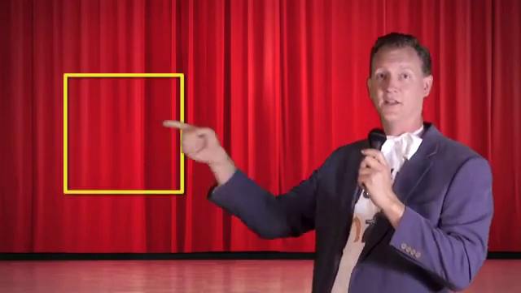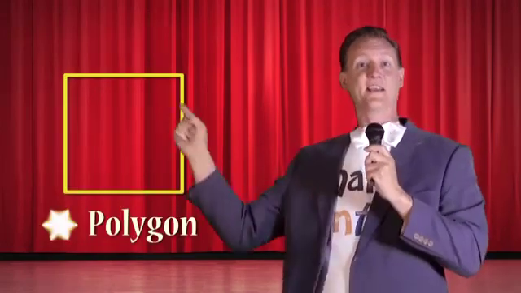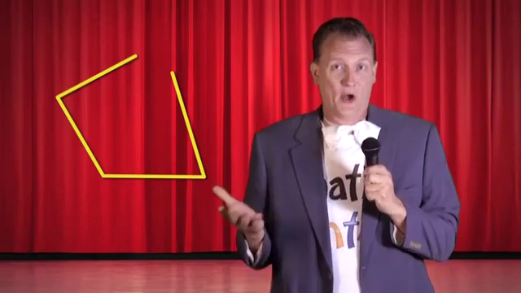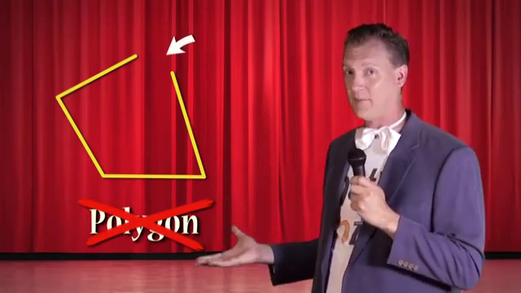Our first shape is a square. Is a square a polygon? Yes! The square has 4 sides and 4 vertices, and it's a closed 2D shape. So it is a polygon. And next we have... not exactly sure what to call this, but is it a polygon? Nope, it's close, but because it's an open shape, it can't be a polygon.